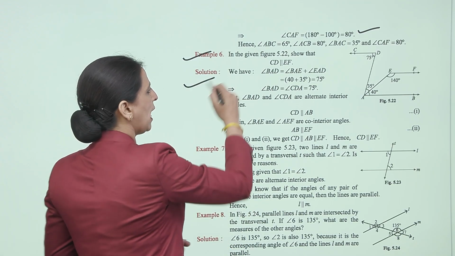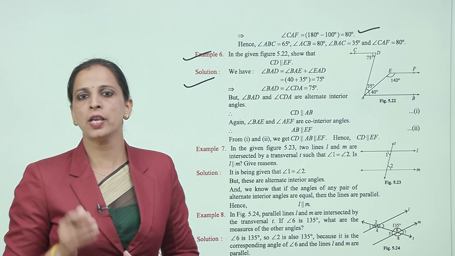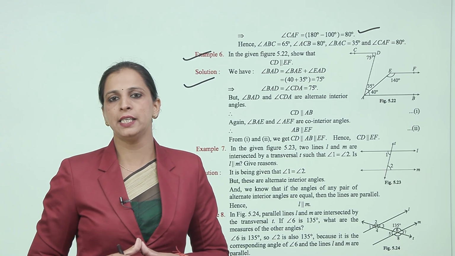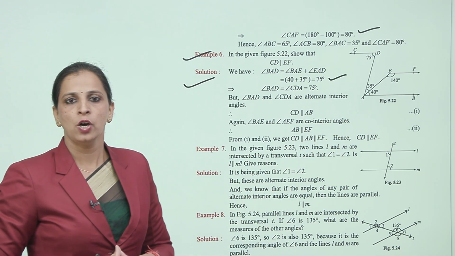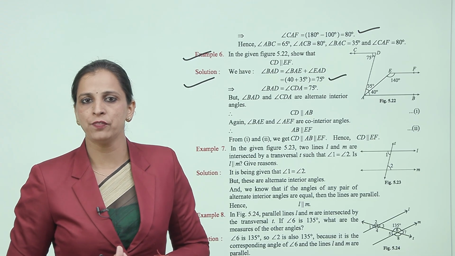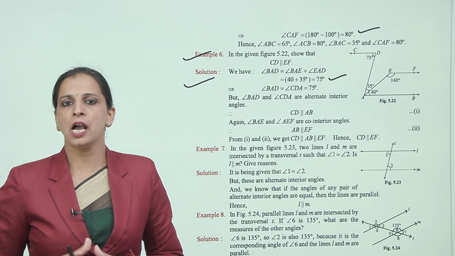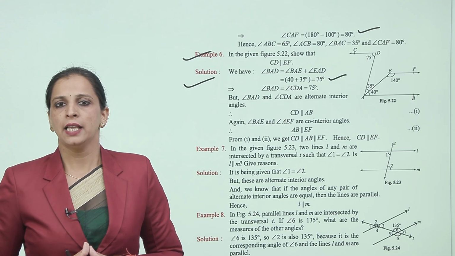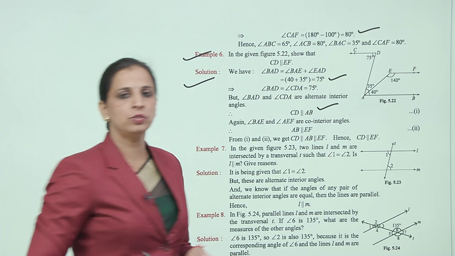Now solution. We have angle BAD equals angle BAE plus angle EAD, that is 40 degrees plus 35 degrees, which equals 75 degrees. Also angle BAD equals angle CDA, that is 75 degrees, but angle BAD and angle CDA are alternate interior angles. So CD is parallel to AB.